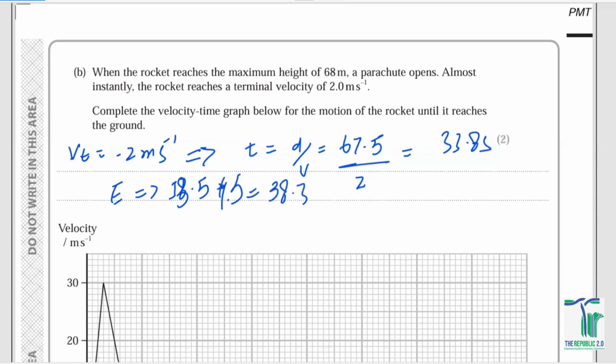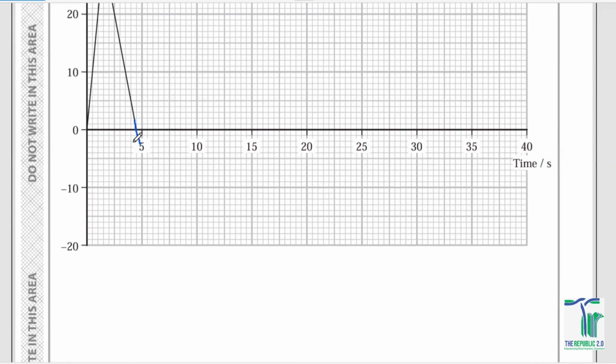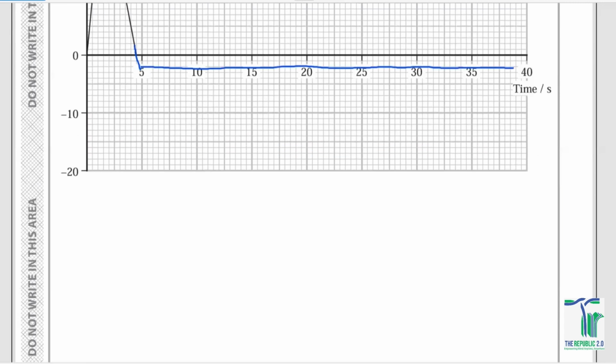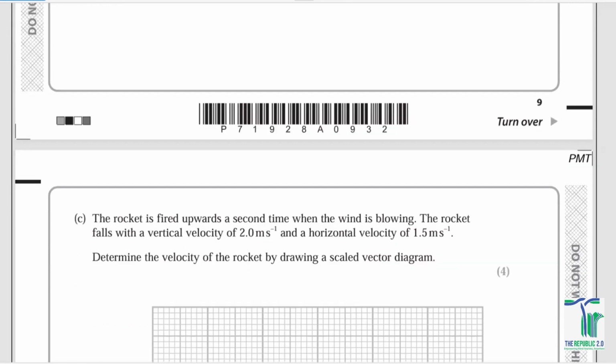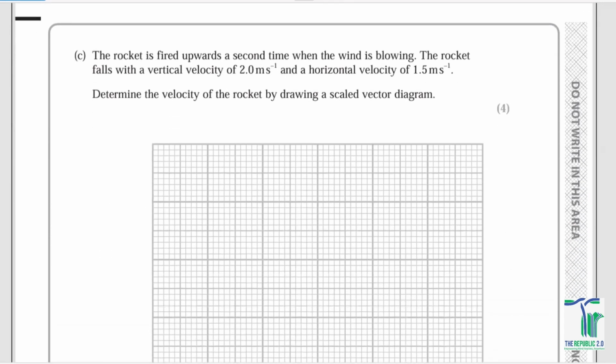So the body would keep on moving with the negative 2 meters per second square velocity until we get to 38.3. And that should be something like over here, right? So that is the shape of the graph, and the parachute opens up and the body starts moving with the terminal velocity. In the C part, the rocket is fired upward a second time when the wind is blowing.